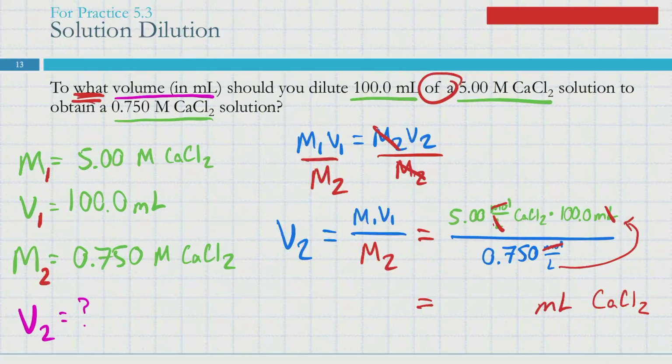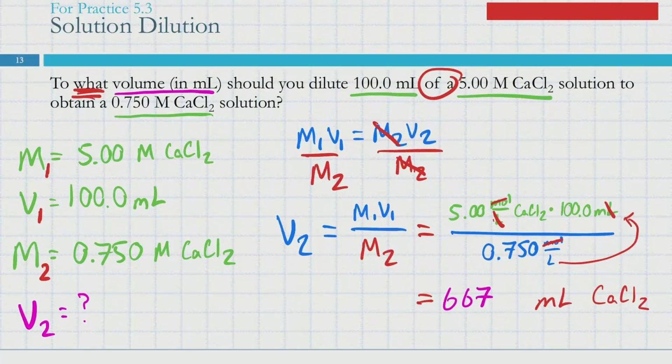And the volume that we need to dilute this to is 667 after rounding milliliters. 2/3 of a liter. Questions? Cool.